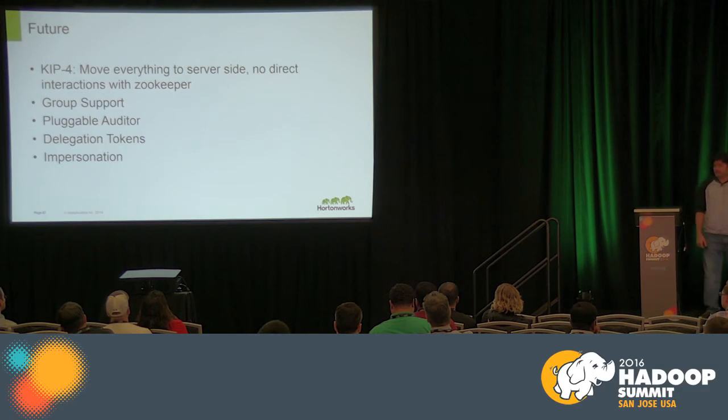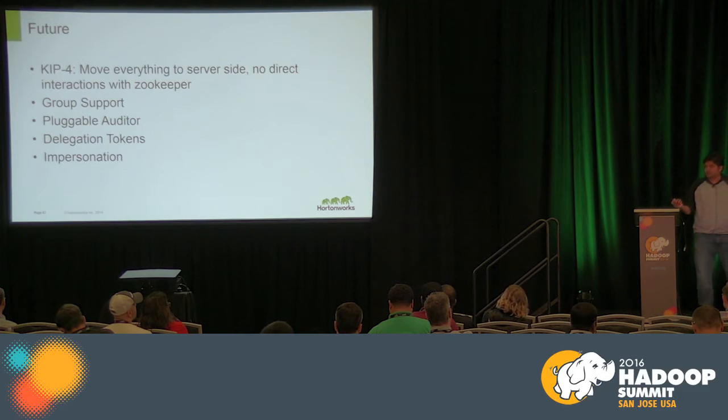What are the future things that we are going to actually do? KIP-4, as I mentioned, is going on. The group support, so that you don't have to individually define ACLs for every user that you want to give access to. The pluggable auditor: right now there is no auditor, it's just a log.debug. We want to add support so that when an operation is authorized or denied, we can give you a batch, just like Ranger, and you don't have to depend on one more thing.